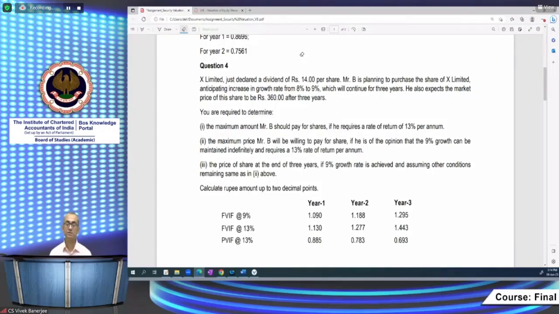X Limited declared a dividend of 14 per share. Fine. And Mr. B, an investor, plans to purchase the share of X Limited. And he anticipates that the growth rate will increase from 8% to 9%, which will continue for 3 years. And he also expects the market price of the share to be 360 after 3 years. So what you have to calculate? Just understand this question point wise. First, it is asking the maximum amount Mr. B should pay for shares if he requires a rate of return of 13% per annum.